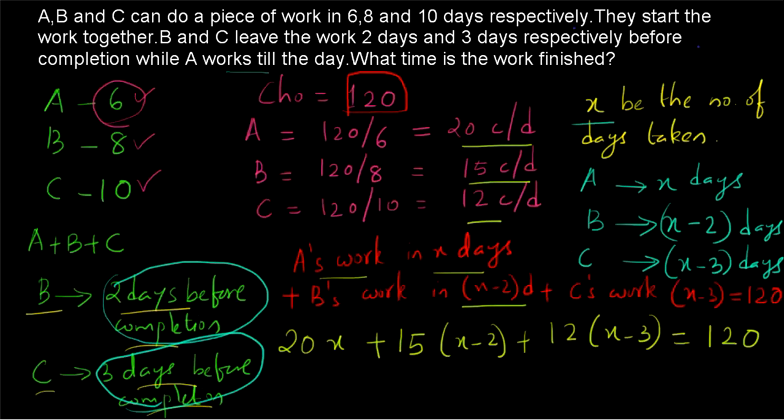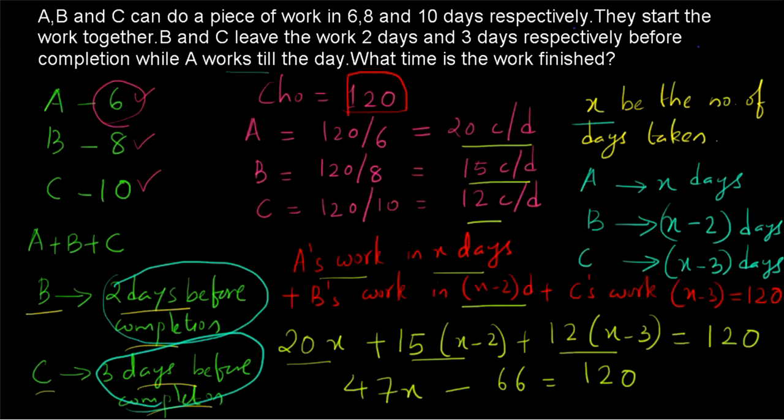So what will we be getting? 20X plus 15X plus 12X will give us 47X. And 15 into 2 is 30, 12 into 3 is 36. So we will be getting 47X minus 66 is equal to 120.